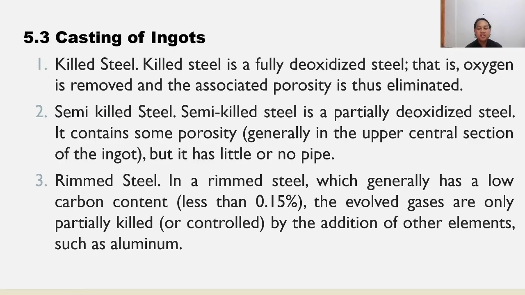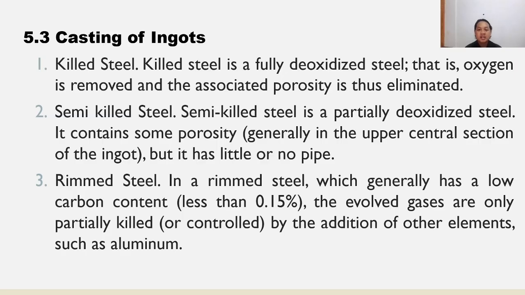Next, we have casting of ingots. Depending on the amount of gas evolved during solidification, three types of steel ingots can be produced: killed, semi-killed, and rimmed. Killed steel is a fully deoxidized steel. That is, oxygen is removed and the associated porosity is thus eliminated.